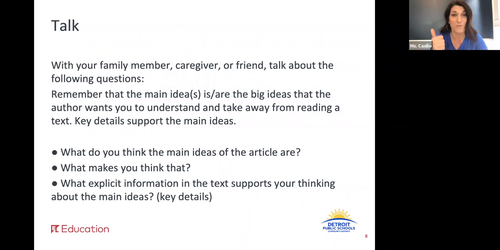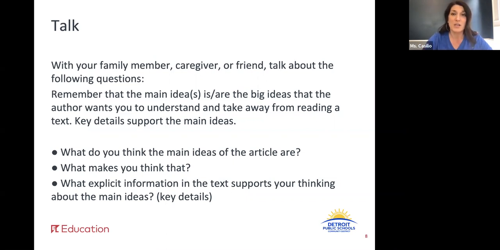Okay, now that we've done our reading and our thinking, let's talk about it. With a family member, a caregiver, or a friend, I want you to talk about the following questions, but also remember that the main idea is the big idea that the author wants you to understand or take away from reading the text. And the key details are what support those main ideas.